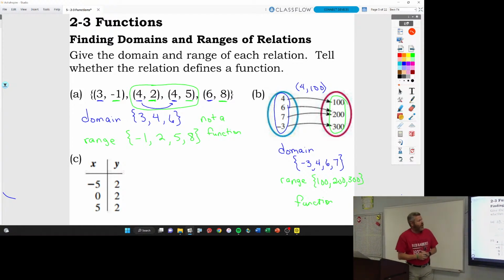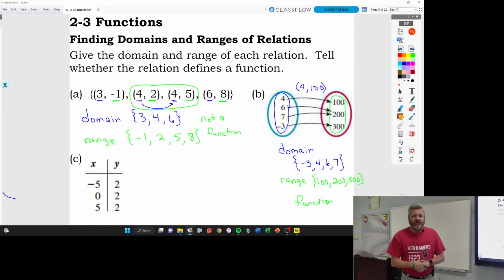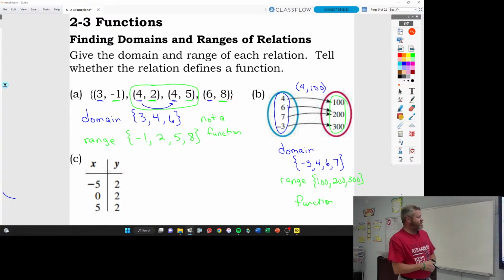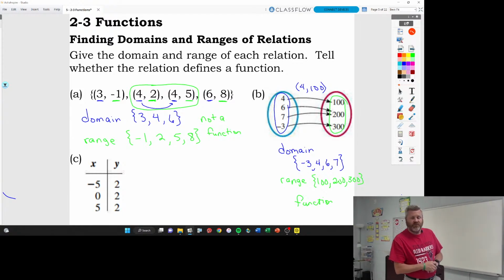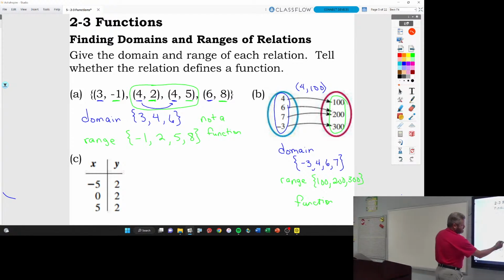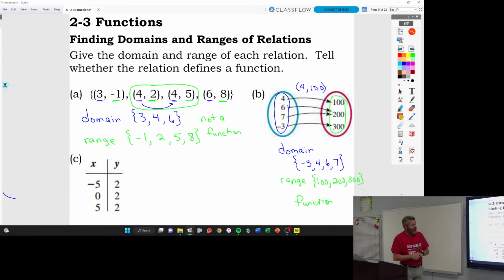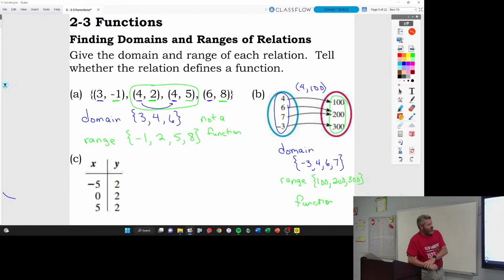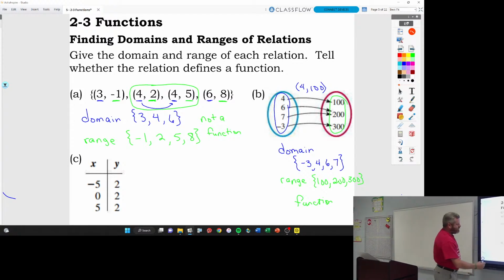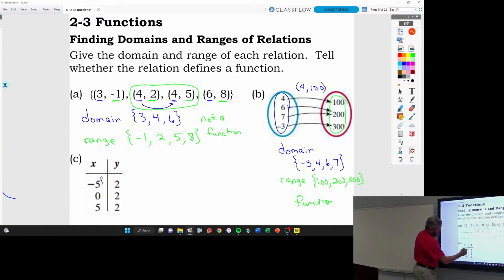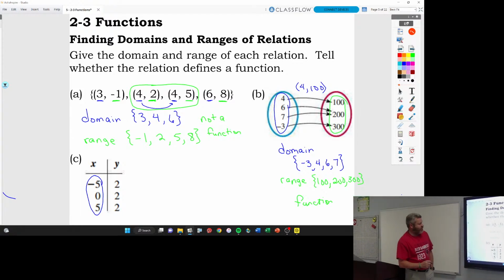Part C gives us yet a third way of displaying relations, and this is in the form of a table. You might have heard it in the past referred to as a T-table because it looks like a T in the middle here, and we have our independent variable x on the left side and the dependent variable y on the right side. In our table, we have all of the points in this relation listed out. My x values are on the left side, and they consist of -5, 0, and 5.